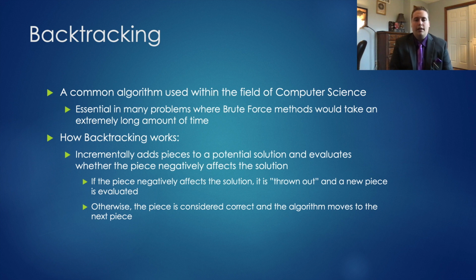So backtracking works by adding pieces to a potential solution and evaluating whether that piece negatively affects it. If it does negatively affect the solution, it's thrown out and a new piece is evaluated. Otherwise, the piece is considered correct for the time being and the algorithm moves on to the next piece that it needs to solve. If that path is then found out to be incorrect, it goes back to that original piece and tries a new one.